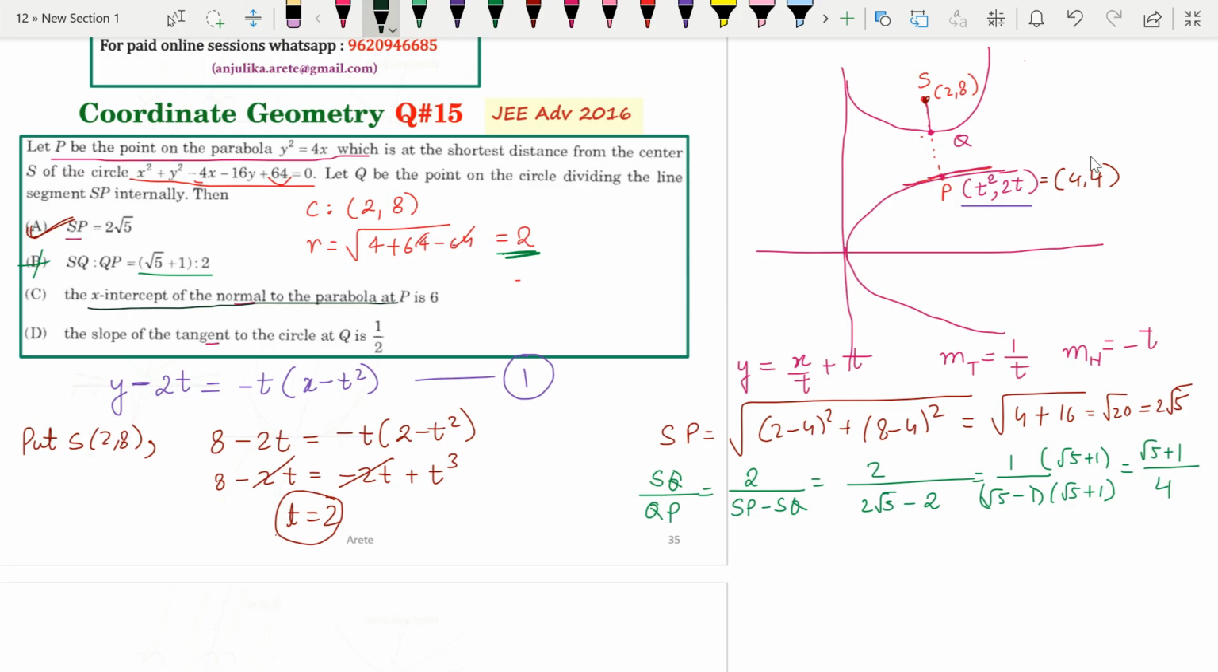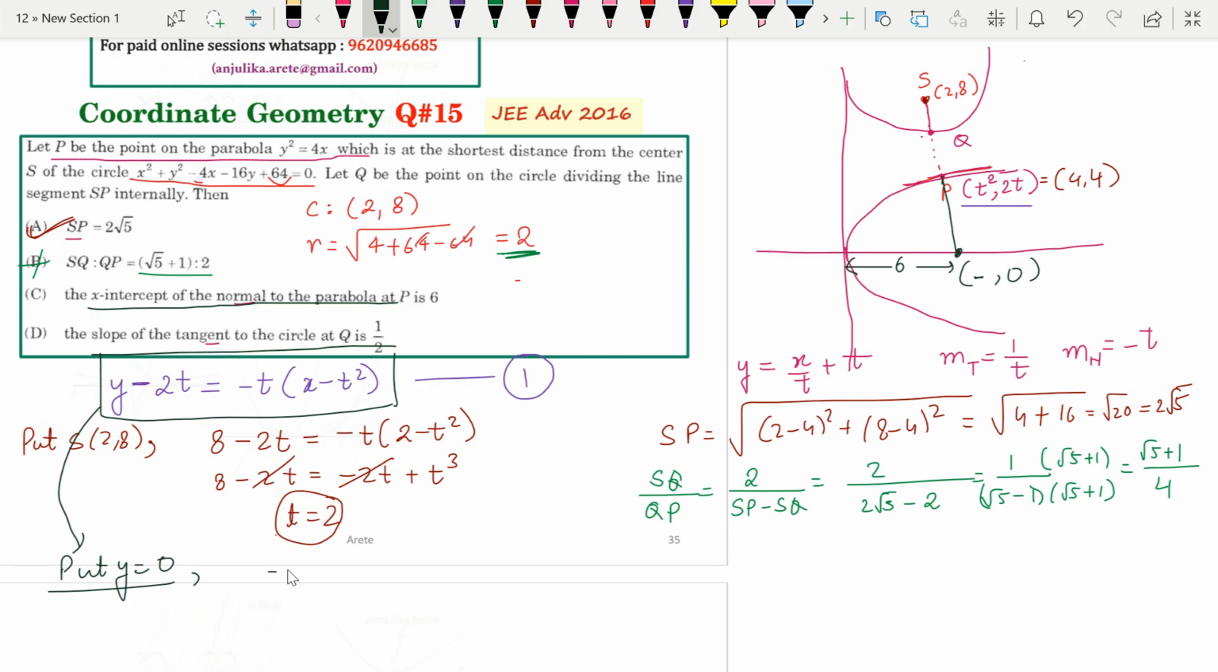The x-intercept of the normal. As in, if you are just continuing that line, then what is this coordinate, what is this distance basically? They are saying it's 6. Is this 6? What do I do? The normal equation we have already written, so this line equation we know. What we have to do is put the y coordinate to be 0. So here I'm going to put y is 0 to get the x-intercept.